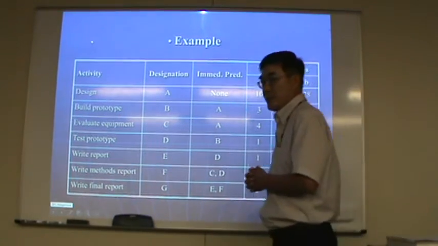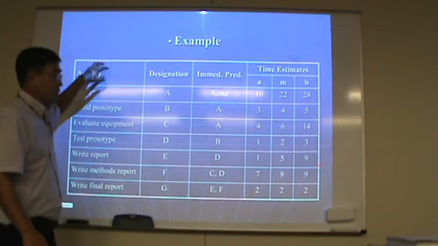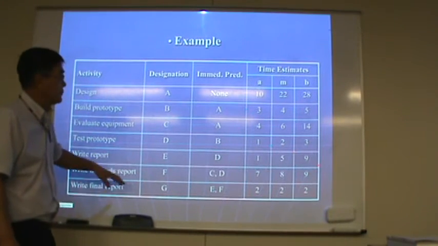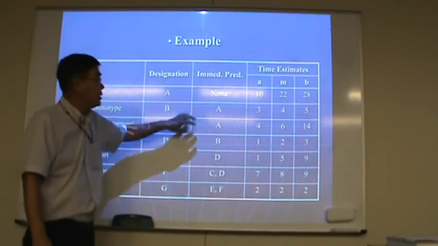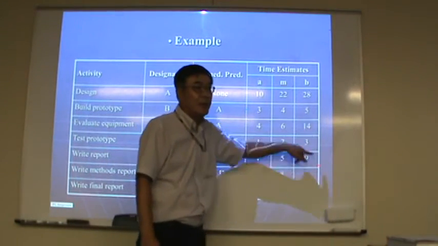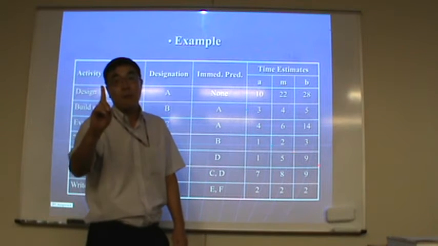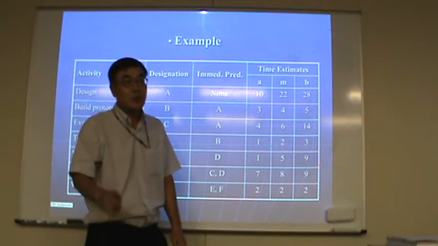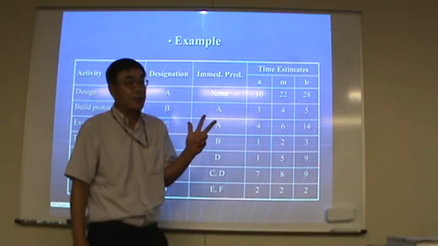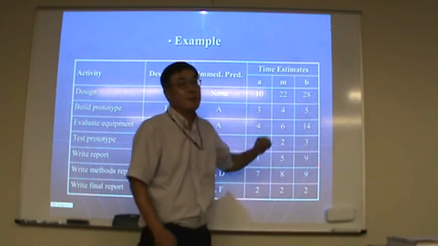Okay, the same activities, designation, immediate predecessor, and then three activity times. Earlier, there was only one single certain time, right? But for this one, there are three activity times: optimistic, most likely, and pessimistic.